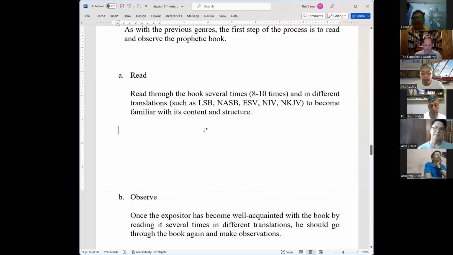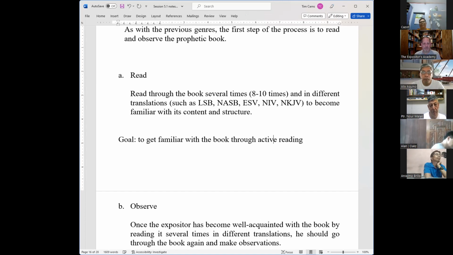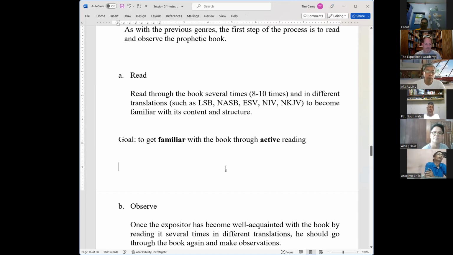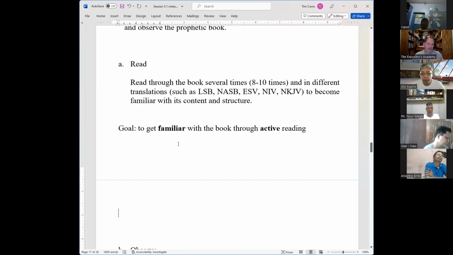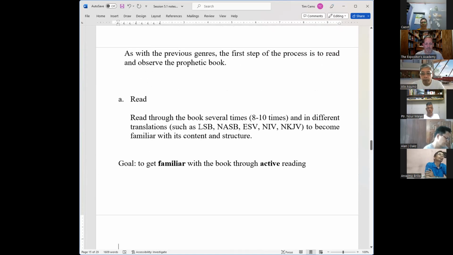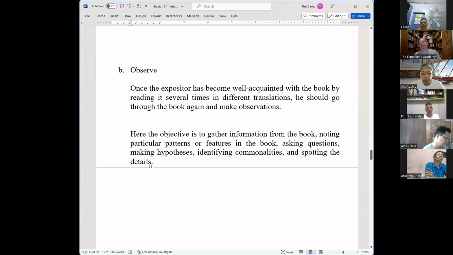Again, remember the goal here: what's the goal to read and observe? To get familiar with the book through active reading. So the two key words here, get familiar with the book, that's our objective. And how we do that is active reading. It's not just reading several times, it is being engaged as you're reading. One of the ways to do that is reading different translations.